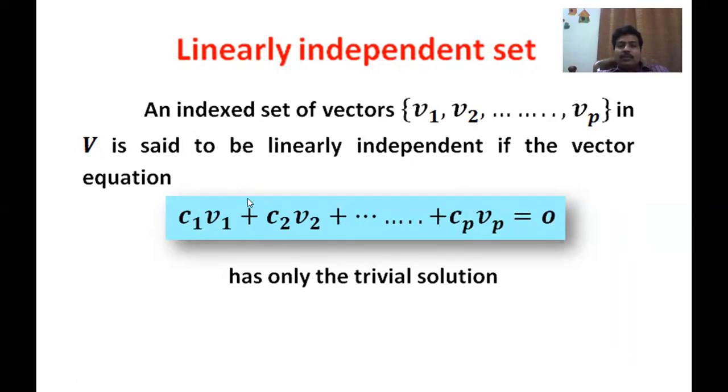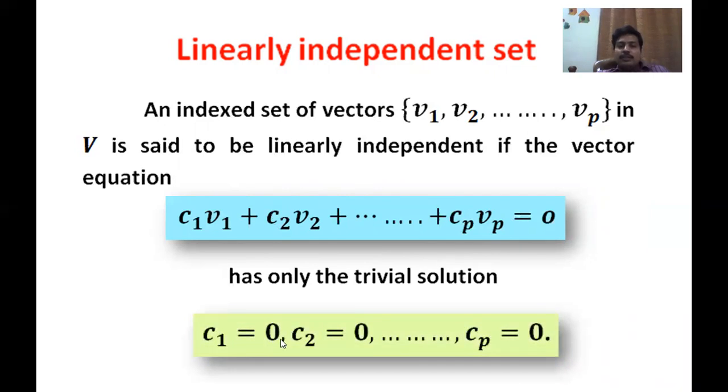If c1 is 0, c2 is 0, and so on, cp is 0, then the left hand side is equal to the zero vector O, and the right hand side is also O. So all the scalars are zeros. That is the trivial solution: c1 is equal to 0, c2 is equal to 0, and so on, cp. So if this relation has the trivial solution only, this is obvious. You will get this solution anywhere.